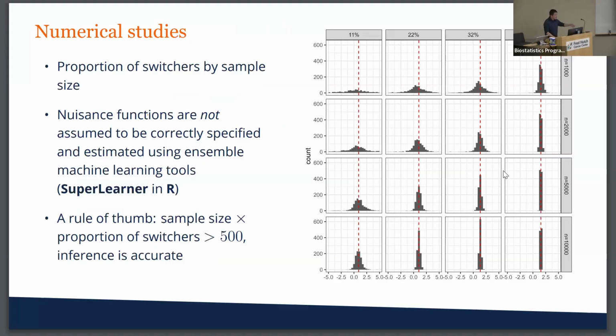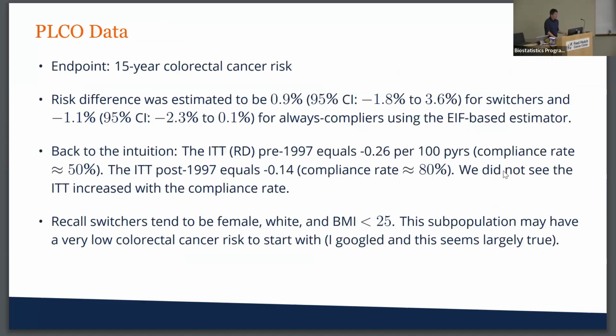This is some simulation study. A rule of thumb is if the sample size times the proportion of switchers is larger than 500, the inference is pretty accurate: small bias, nominal coverage, asymptotic normality. I will also show you the PLCO data. The risk difference was estimated to be roughly 1%, but not significant, for switchers, and negative 1%, marginally significant, for always compliers using the EIF based estimator. So the key is the switchers: there is no treatment effect. The treatment, as you are more familiar, is cancer screening, the real cancer screening.